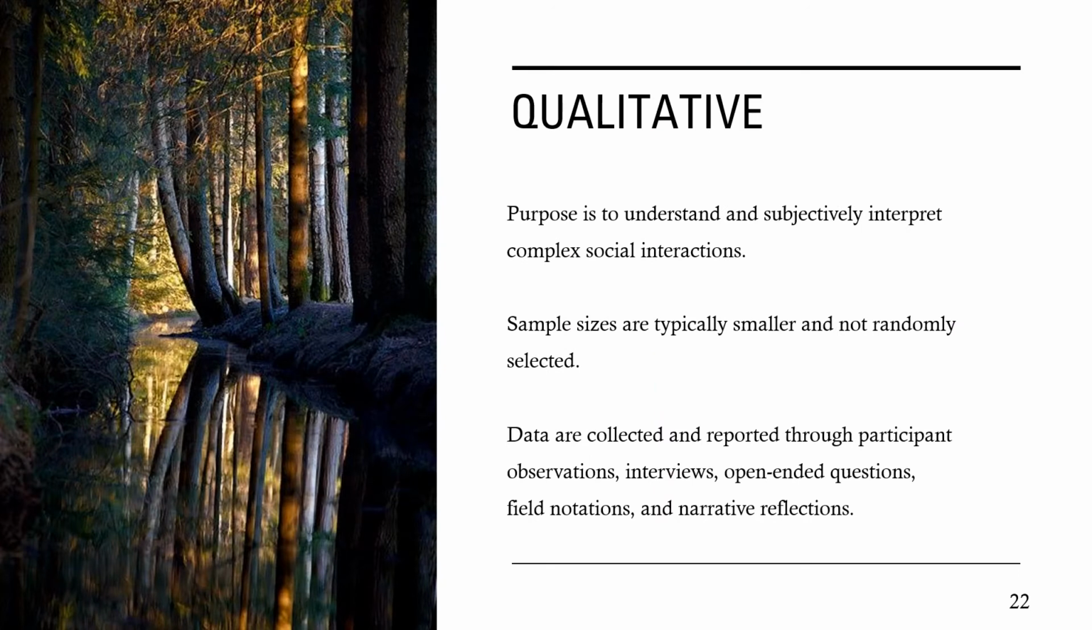Then we have qualitative, and when you think qualitative, you should be thinking quality, right? Here the purpose is going to be to understand and to subjectively interpret complex social interactions. This can sometimes be difficult, right? We're going to have typically smaller sample sizes, and we're not going to randomly select our sample sizes. And then the data that we collect and report come through participant observations, interviews, open-ended questions, field notations, and narrative reflections.